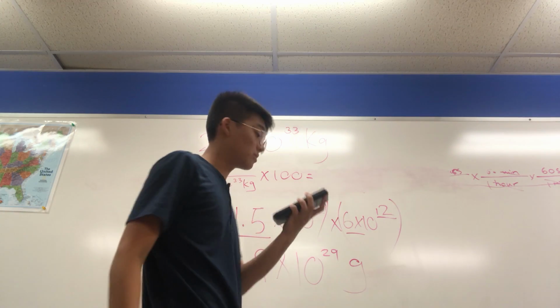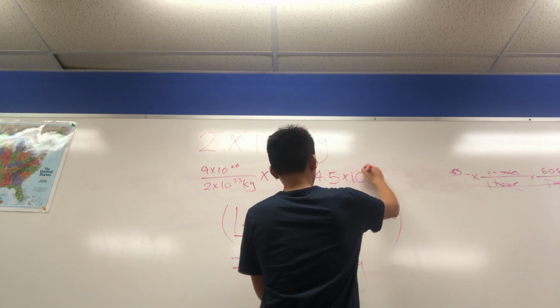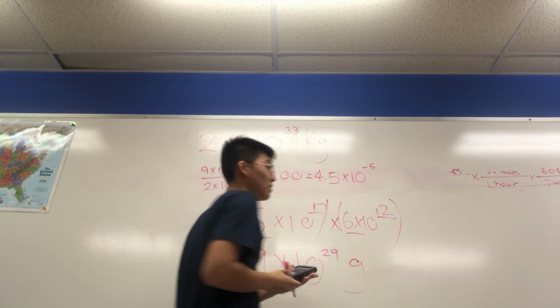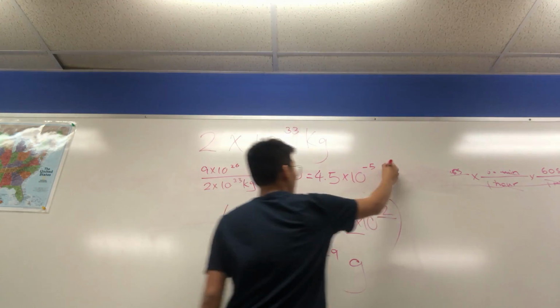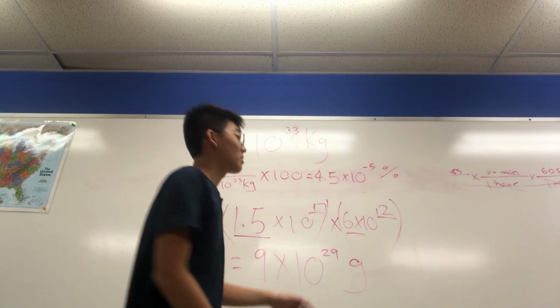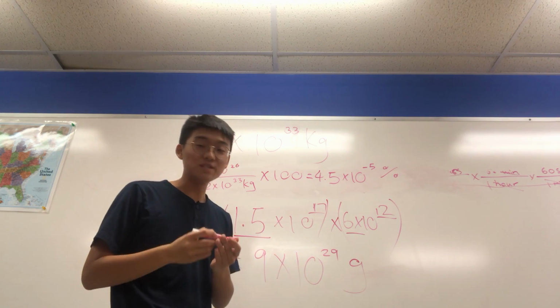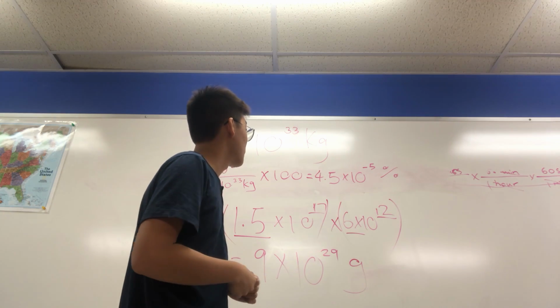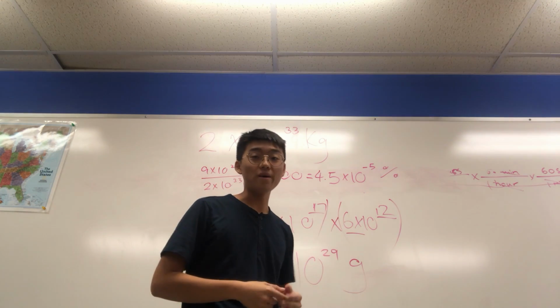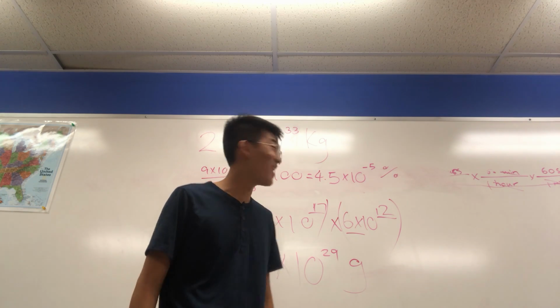And after punching in the numbers, I got 4.5 times 10 to the negative 5%. That's how much the sun has lost its mass during its lifetime. It's not even 1%. Holy crap.